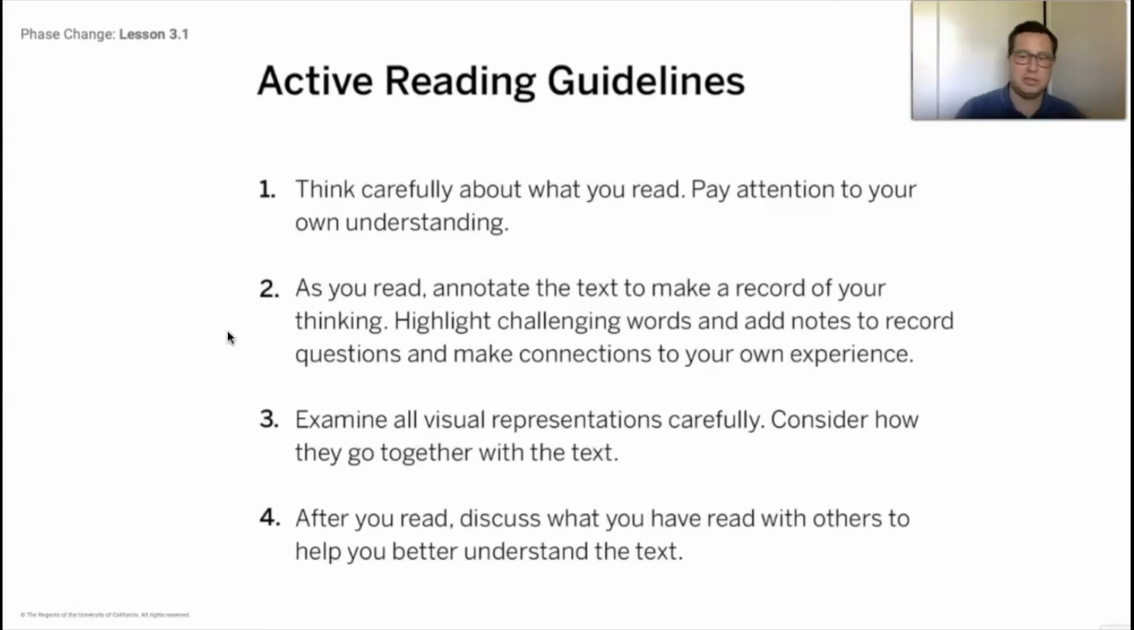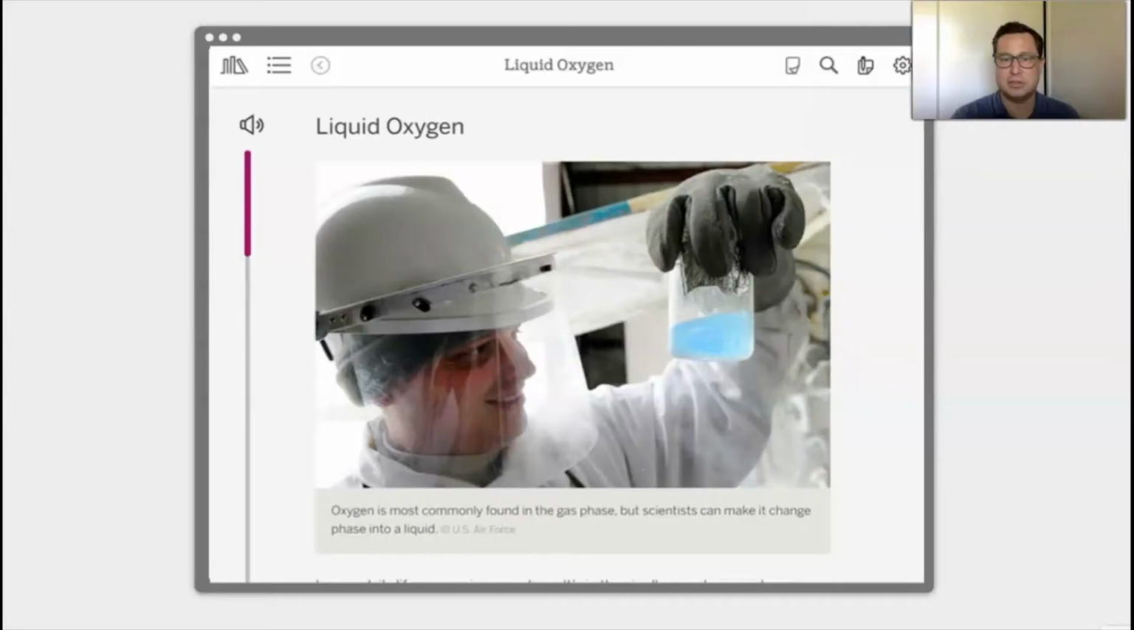Examine all the visual representations carefully. So look at those diagrams and consider how they go together with the text. Pictures, diagrams, what are they saying? And then after you read, it's good to talk about it with people. Discuss what you have read so that you can show what you have learned. So the next video will be me actively reading, so follow along.